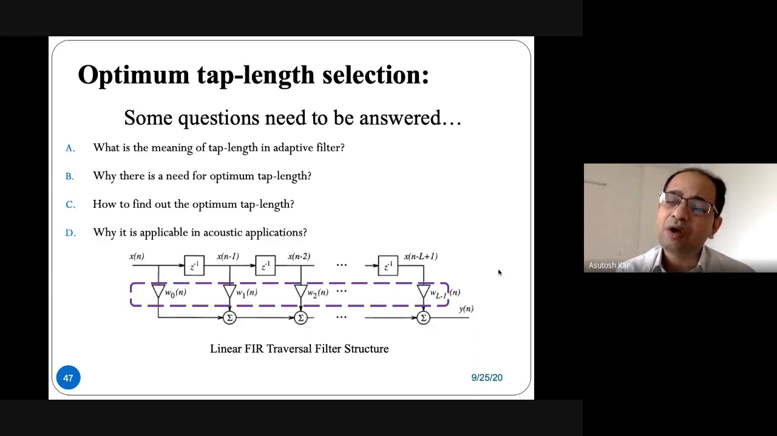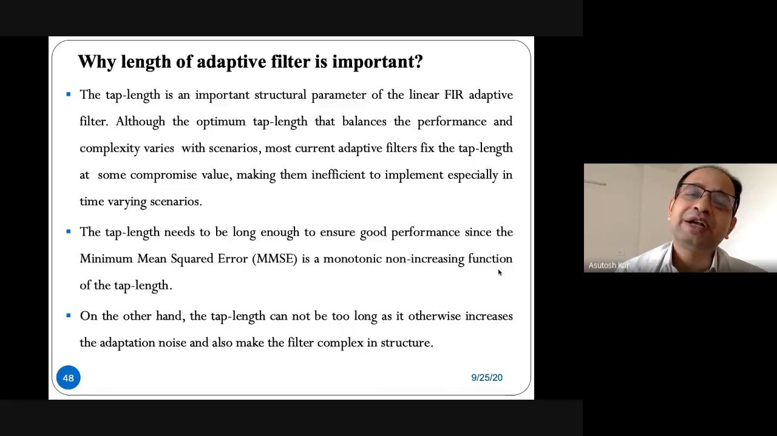How to fix it? How to get the final value of the filter tap length? Or we can say, in other words, the optimum value of filter tap. Optimum value, how to get it? That is what we already performed. That is the importance of tap length and short and long filters.